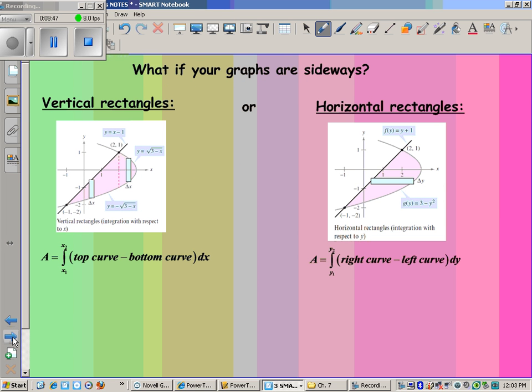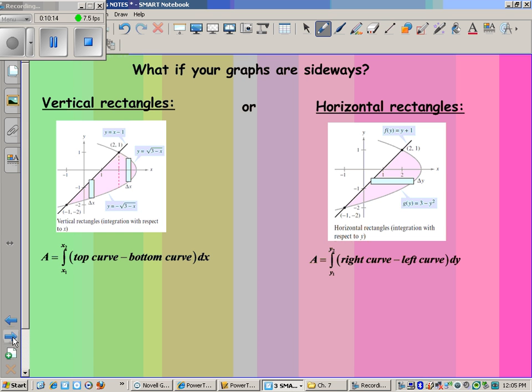Here we go. What happens, though, if our graphs are sideways? Well, what do I mean by sideways? Well, all the graphs that we've done have a nice little parabola and another little line that's above it, and we've been looking at it vertically, right? We've been doing greater than, meaning above and below, top, bottom. What happens if my parabola is kind of sideways?